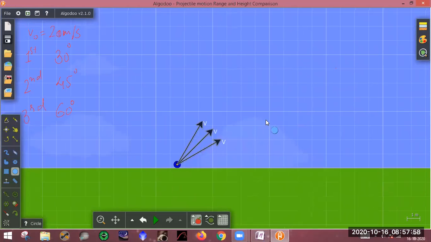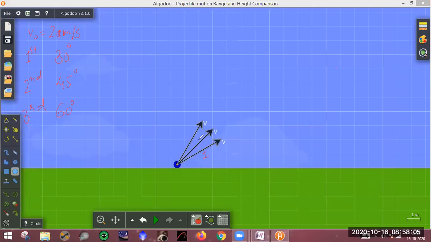So you tell me your prediction, right? Which one will go farthest, and which one will go highest? There can be two different answers, I don't know. First tell me about farthest. Which one will go farthest? Which will go most far?